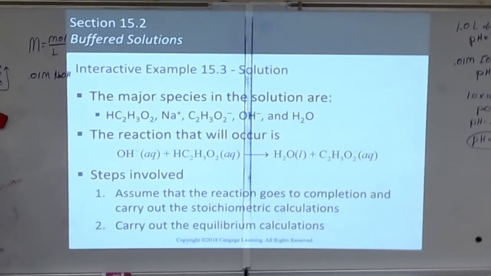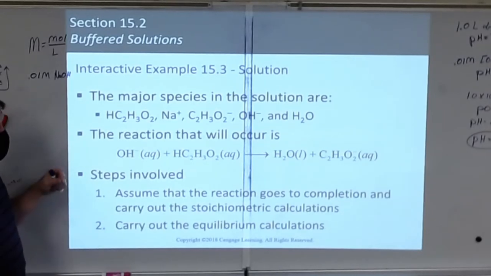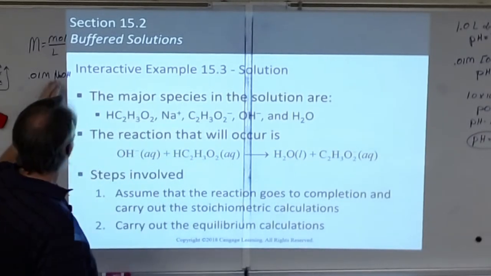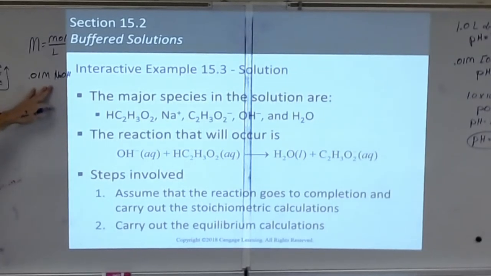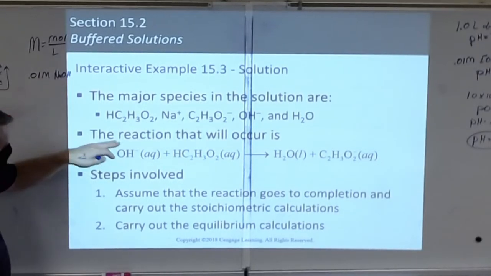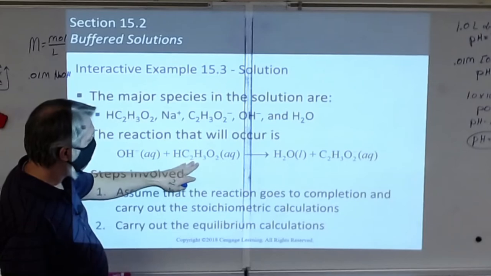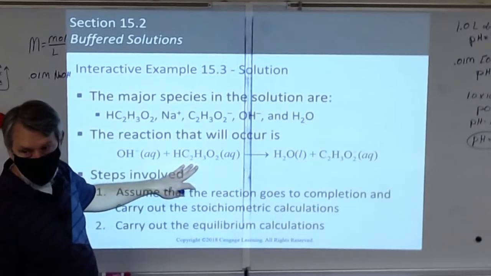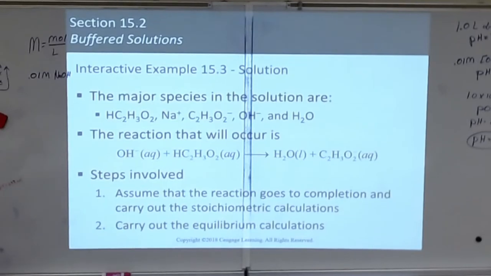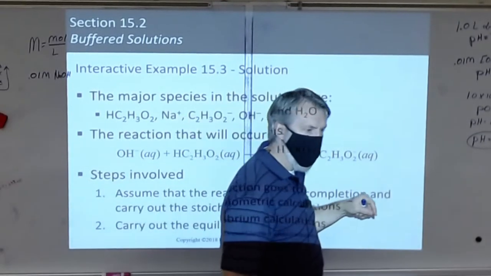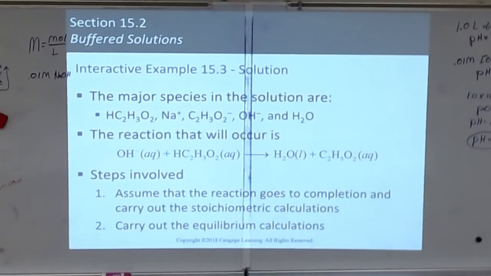So, we're going to make some assumptions in our steps. The first one is this is going to go to completion. That is, all of the sodium hydroxide I put in is going to get used up. All of it's going to get used up. So that means I'm going to actually use up 0.01 moles of the acetic acid. Now, the solution started out with 0.5 moles of acetic acid and 0.5 moles of sodium acetate. And let's see why that matters.